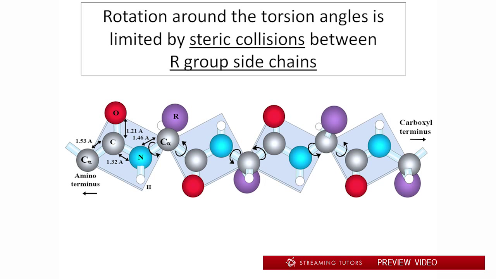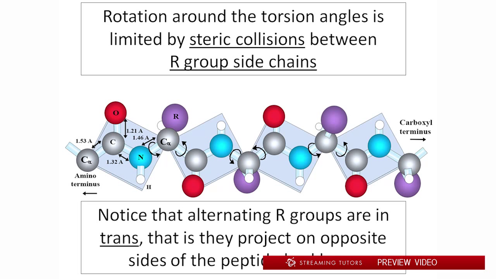What do you notice here? The R group side chains are in what's called the trans position. That is, if amino acid N's R group side chain is pointing up, amino acid N plus 1 is pointing down, amino acid N plus 2 is pointing up, and so on.